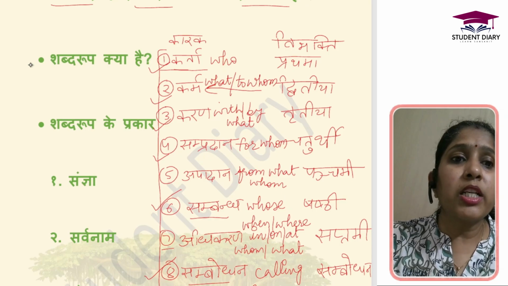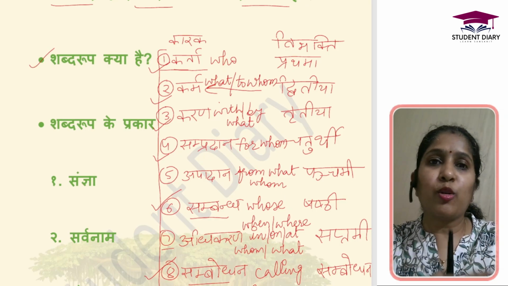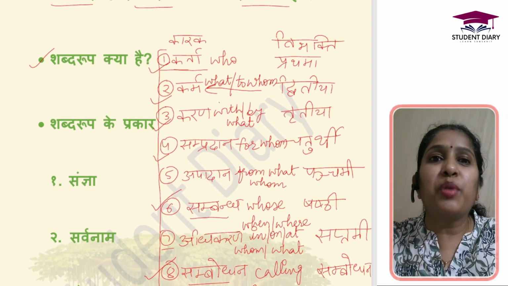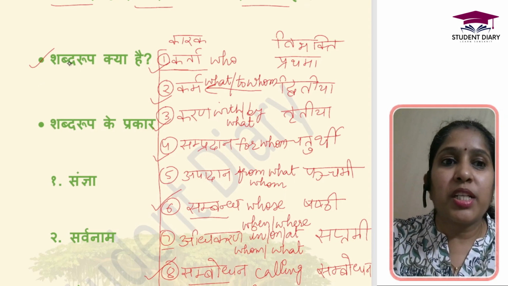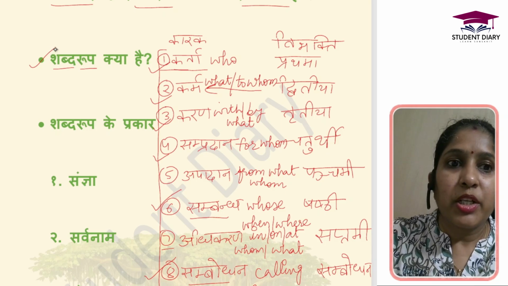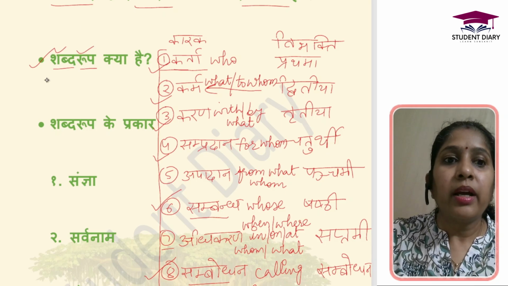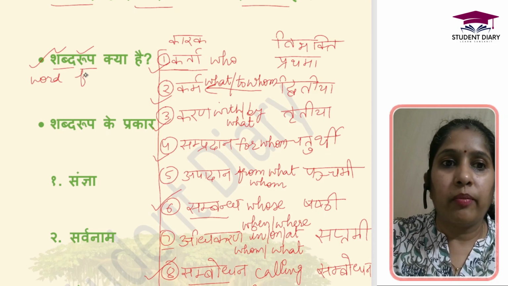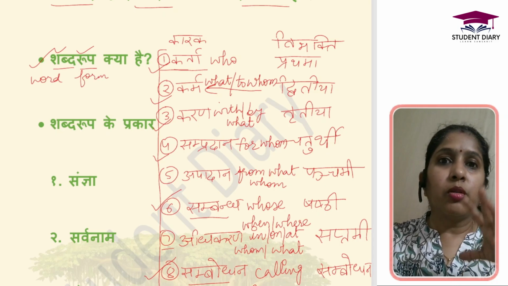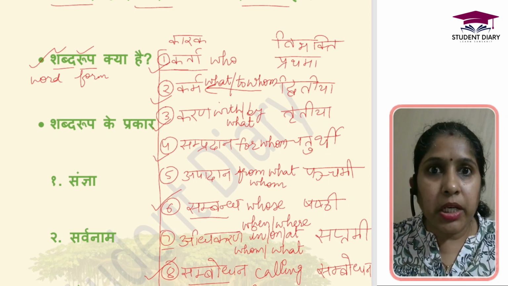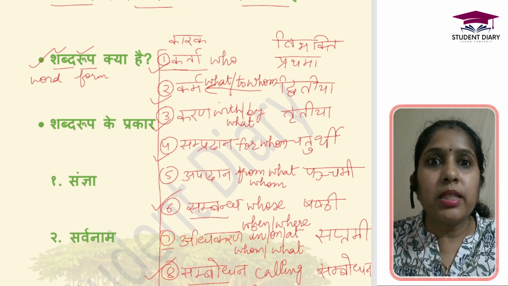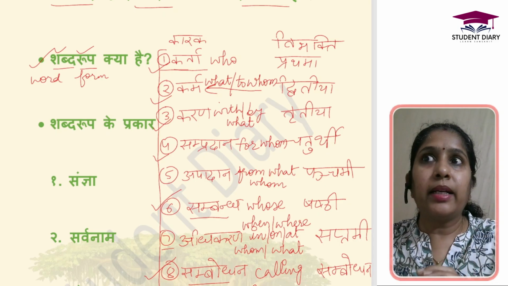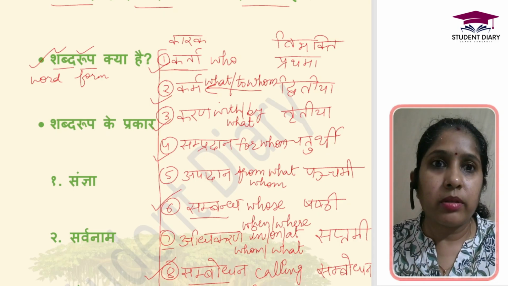Now comes the question, what are Shabdroops? Till now we have learned so many concepts related to Shabdroops, right? Now comes the term, what are Shabdroops? Shabdroop is made up of two words, Shabd and Roop. Shabd means word and Roop means form, different forms. So Shabdroop is a collection of all the words which have come from just one root word and taken different forms, right?